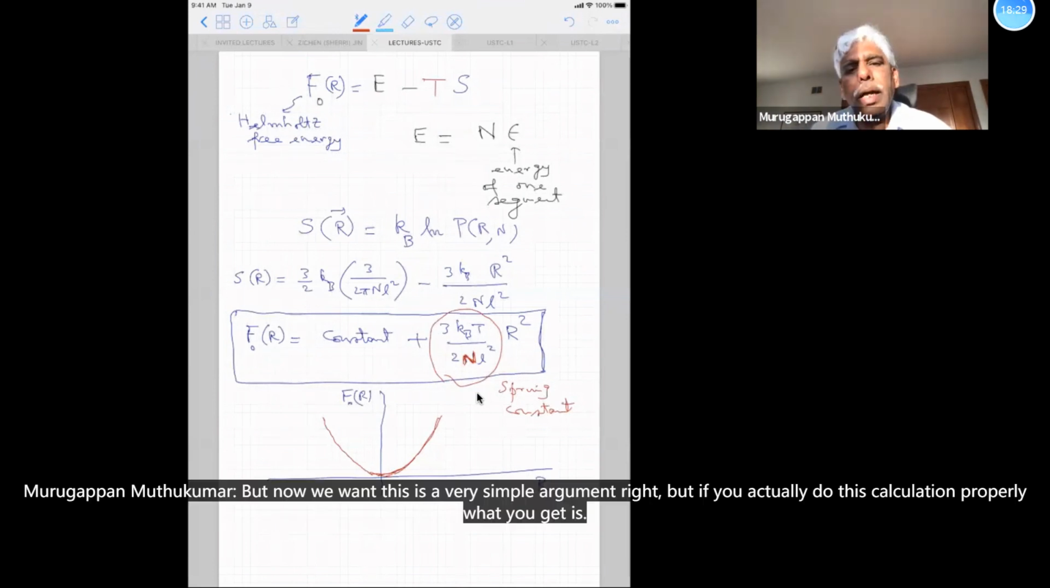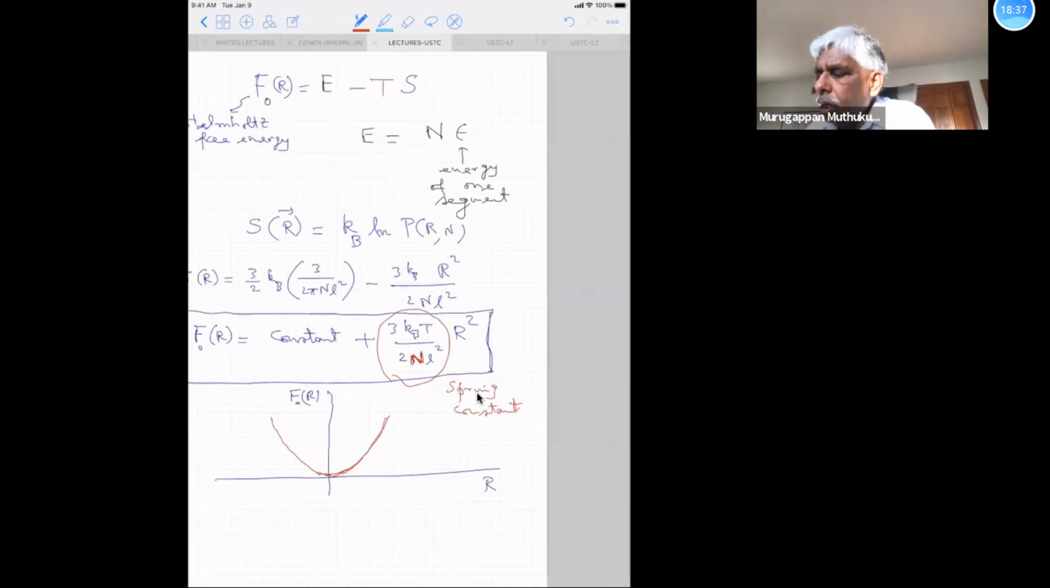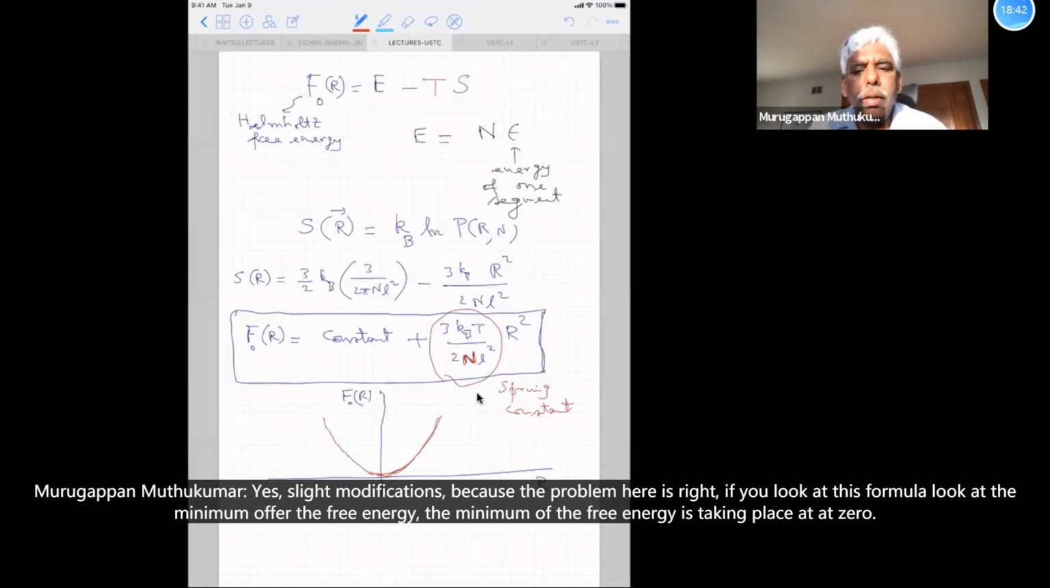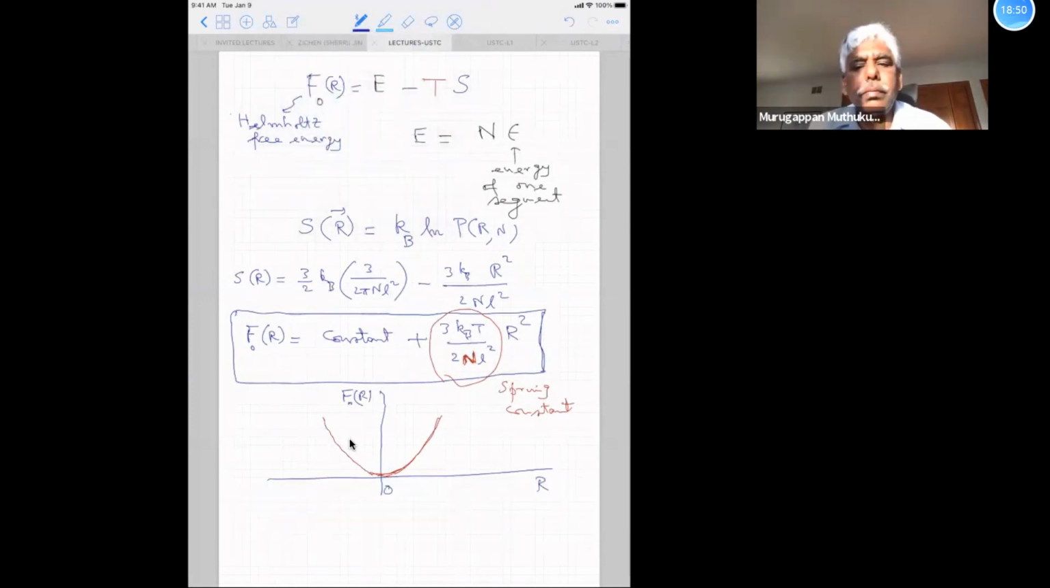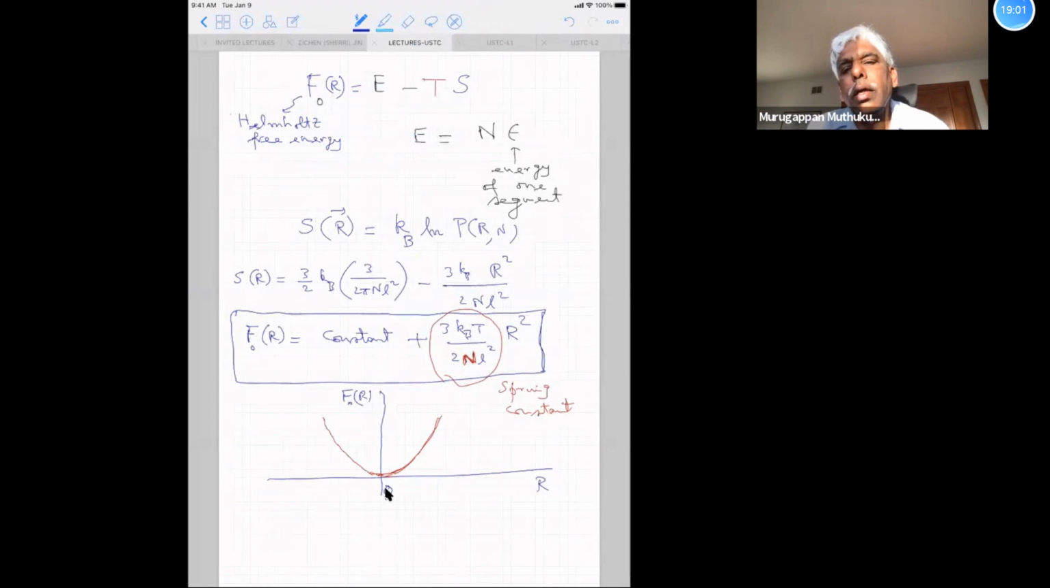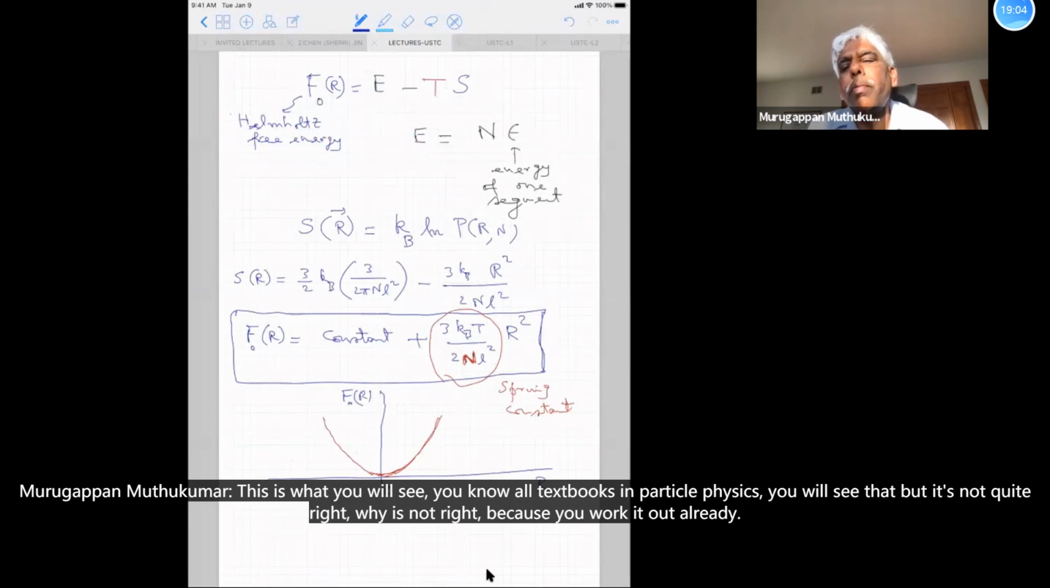Okay. But now this is a very simple argument. If you actually do this calculation properly, what you get is a slight modification. Because the problem here is, if you look at this formula, look at the minimum of the free energy. The minimum of the free energy is taking place at R equal to 0. That does not make sense to us. This is what you will see in all textbooks in polymer physics. But it's not quite right.